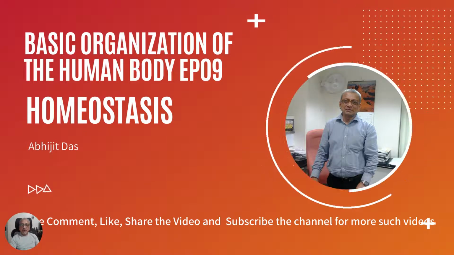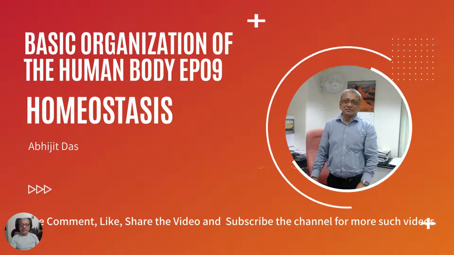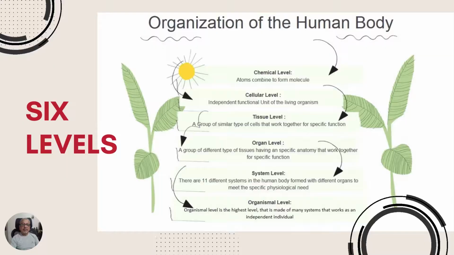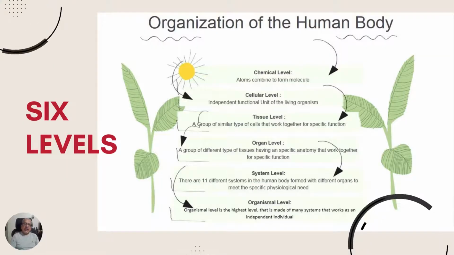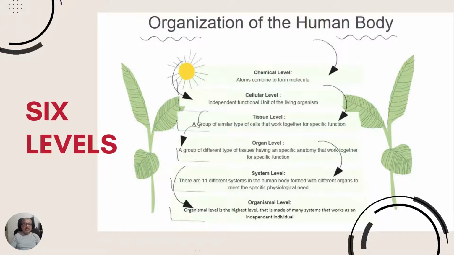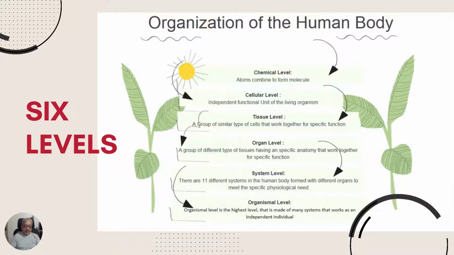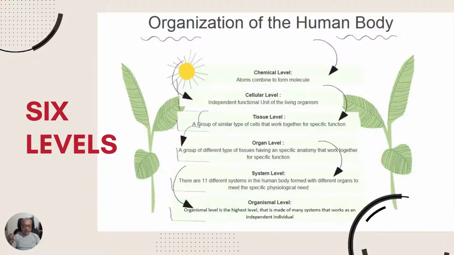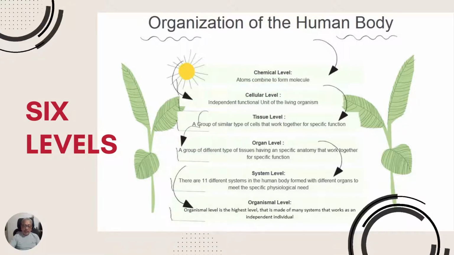And in this episode, I'll be covering the organization of the human body as well as homeostasis. Now, in order to understand the organization of the human body, let us first understand that our body is organized into 6 different levels.